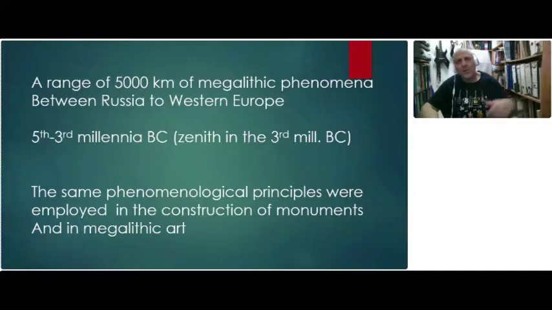Now I'm going to talk about a range of at least 5,000 kilometers of megalithic phenomena that stretch between Russia and Western Europe. Of course, megalithic phenomena are much wider, but I will concentrate on this range and on the chronological space between the 5th and the 3rd millennium, with a zenith in the 3rd millennium BC. Now, I will show that the same phenomenological principles were employed in the construction of monuments and megalithic art throughout this huge space.